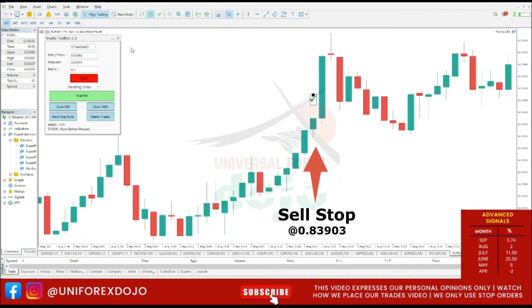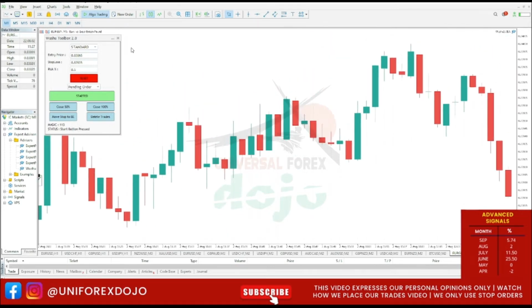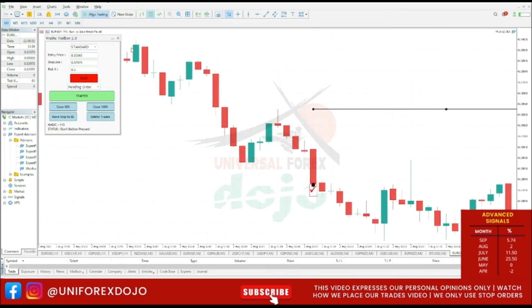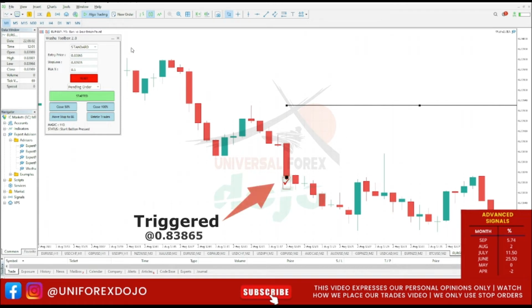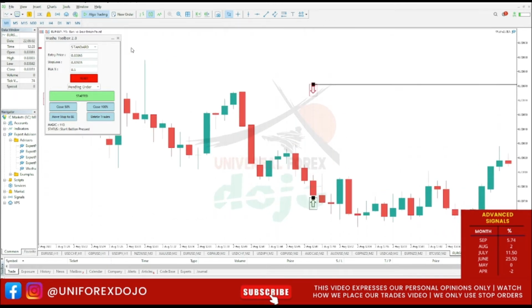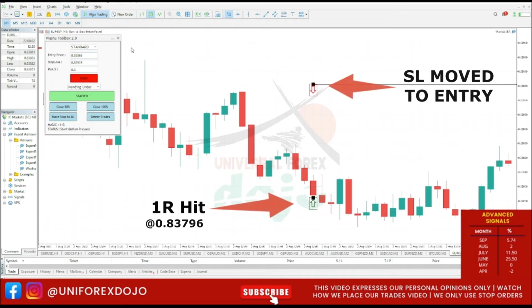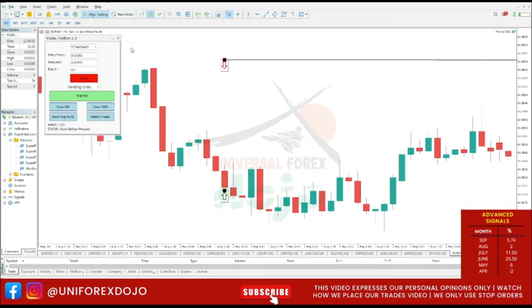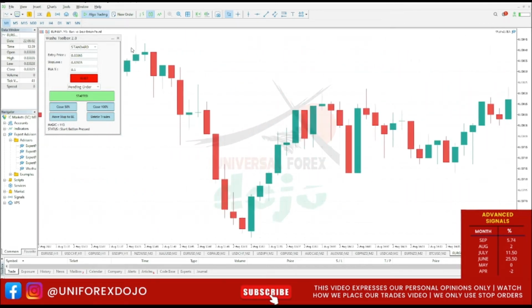Now if you've been following us long enough, you'd know we always use stop orders. We allow the trade to catch us in our direction. The trade then triggered at 0.83865 with a stop loss at 0.83935. Then the trade went on to hit 1R at 0.83796, whereby the wushu moved the stop to break even. The trade then went on to hit 2R at 0.83726.